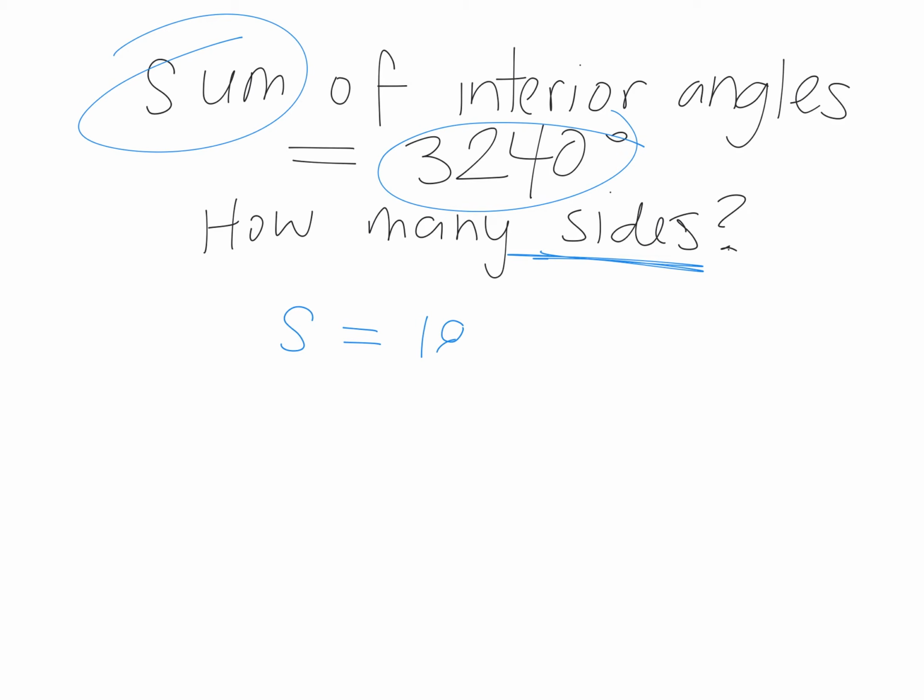What is the formula to find the sum of interior angles? S equals 180, bracket, n minus 2. We're trying to find the number of sides. So in this question now, we're trying to find n. We're not trying to find the sum, which we just did. We're trying to find n. Do you know the sum? Yes. What is the sum?